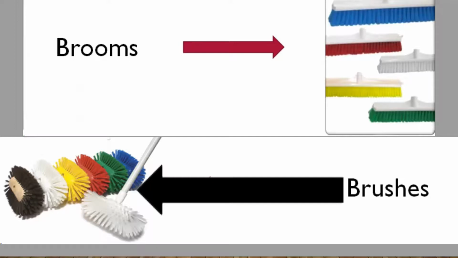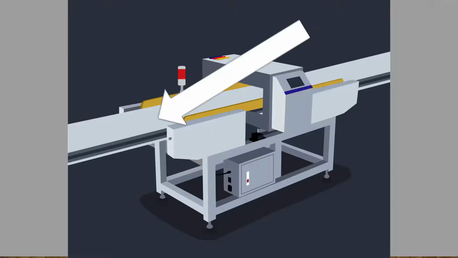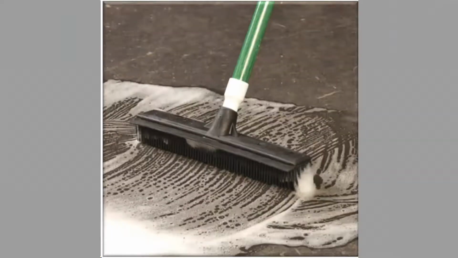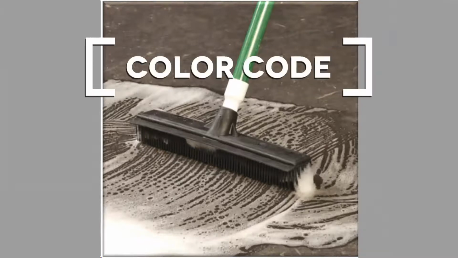A white brush could be used exclusively to scrub the areas where the product has had direct contact with, such as conveyor belts. The trash cans, usually gray, could be used to deposit products that fall on the ground. The black broom could be used to scrub the floor. Each processing facility has its own color code.